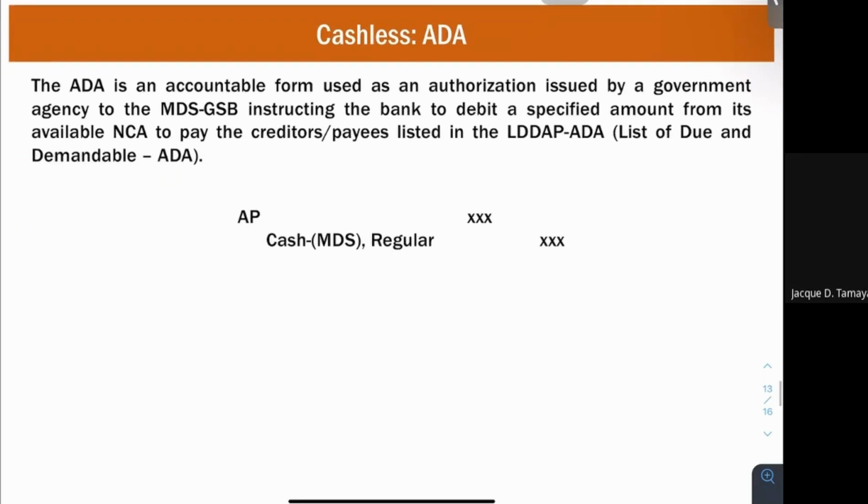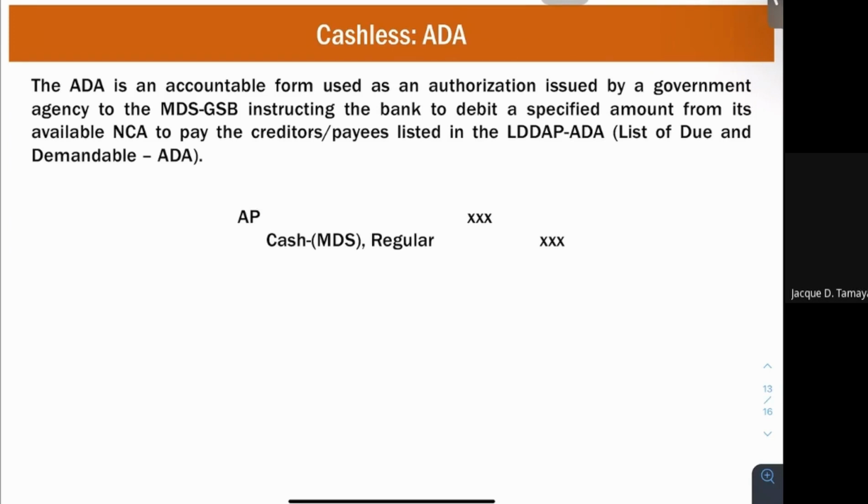Now we go to our third mode. So we already discussed two modes. First, the check. Next, we have your cash. And then lastly, we have your cashless. So first, we have your ADA. ADA is an accountable form used as an authorization issued by a government agency to the MDS GSB, instructing the bank to debit a specified account from its available NCA to pay the creditors or payees listed in the LDDAP-ADA. So we call that one the List of Due and Demandable Accounts Payable, ADA. Okay.